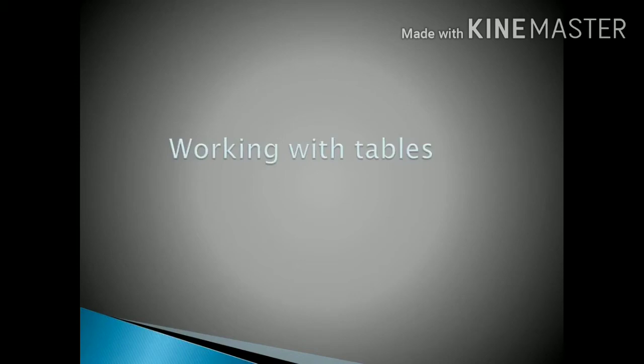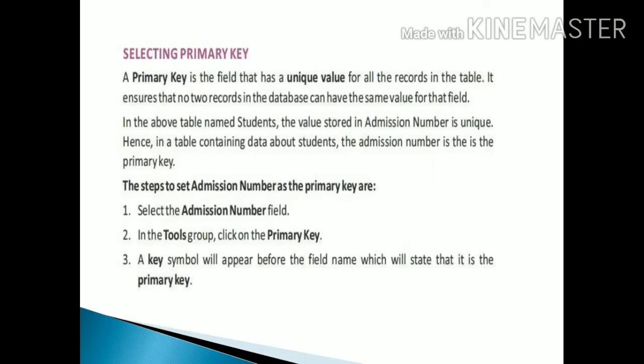In this table, if you want to make a primary key, what do you mean by primary key? A primary key is the field that has a unique value. For example, in a class table with roll number, name, class, division, roll number is the primary key. In this table, admission number is the primary key, because no two students will have the same admission number. Here are two steps to set admission number as a primary key.